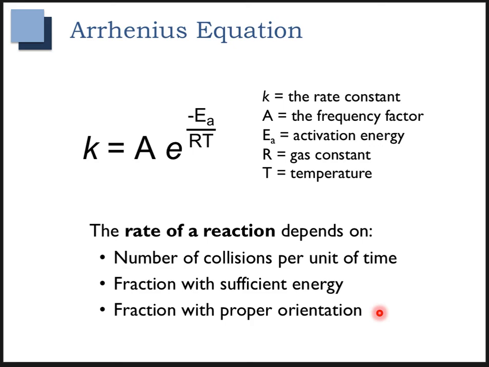As the molecules are coming together and colliding, the more collisions you have, the higher the rate constant, the faster the reaction. Also, the more of them that have enough energy, the greater the reaction rate. And then if they're oriented the right way when they're attacking each other, they will also have an increased reaction rate.